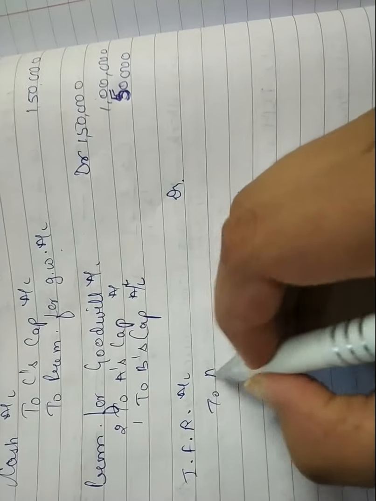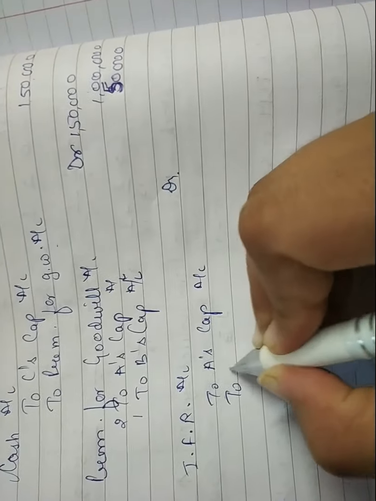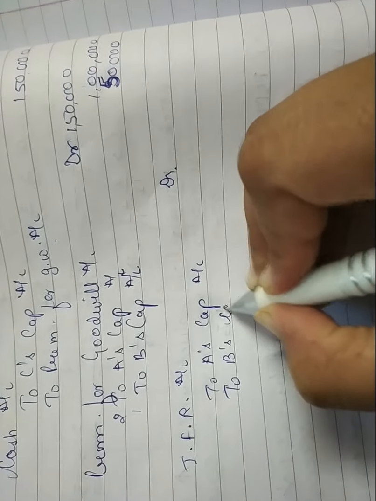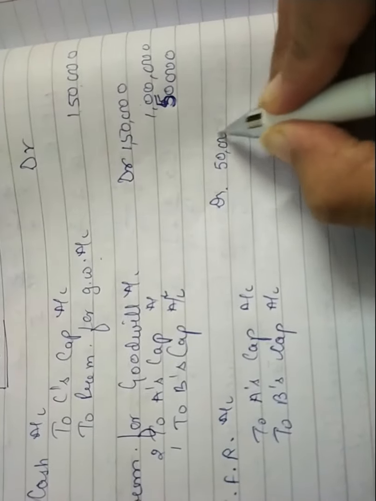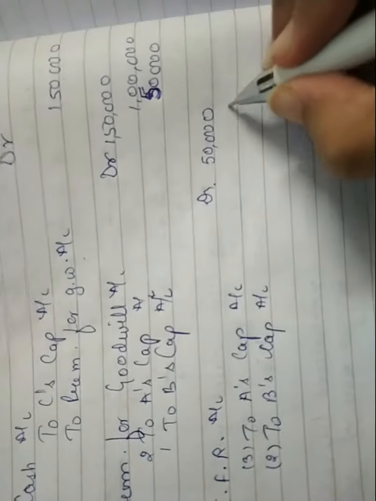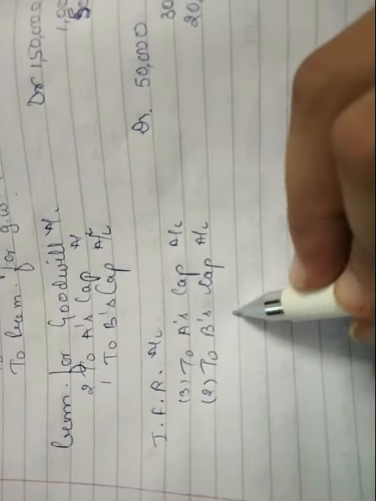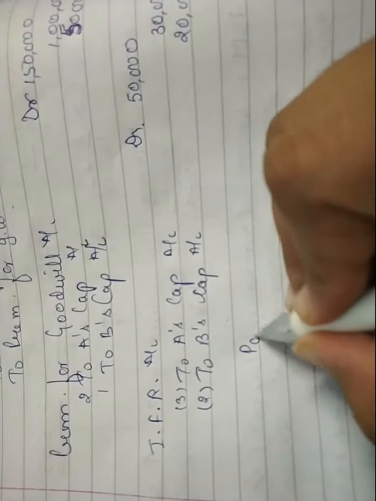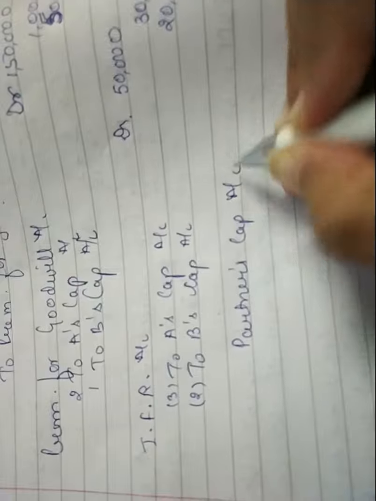debit to A's capital account and B's capital account. The value of IFR is 50,000. That has to be distributed in the old ratio, that is 30,000 and 20,000. Now after this entry we will have to prepare our partners' capital account.